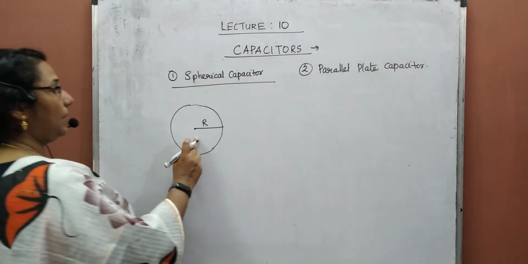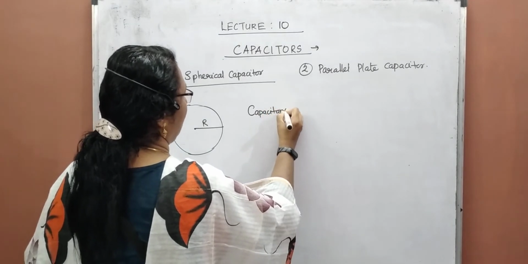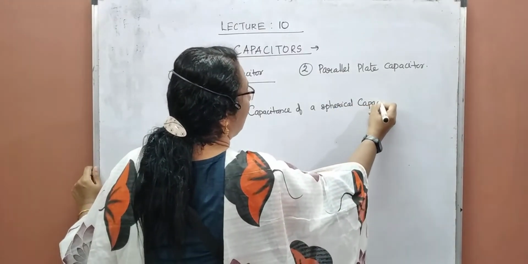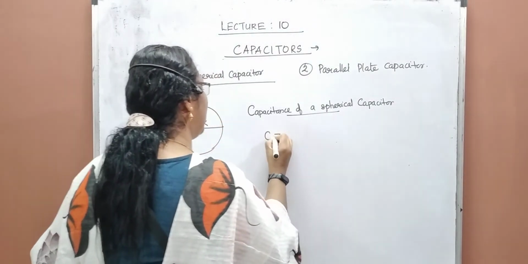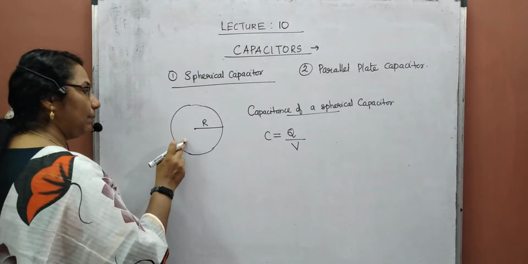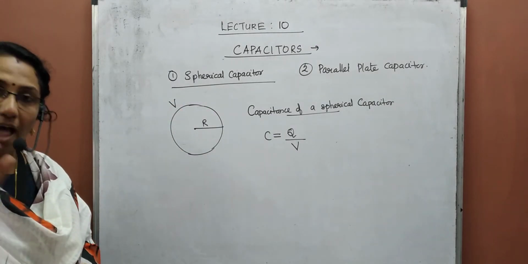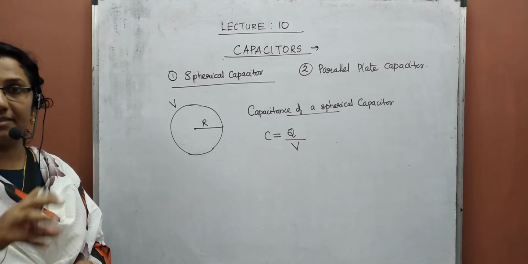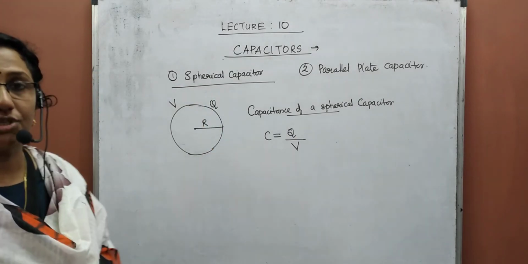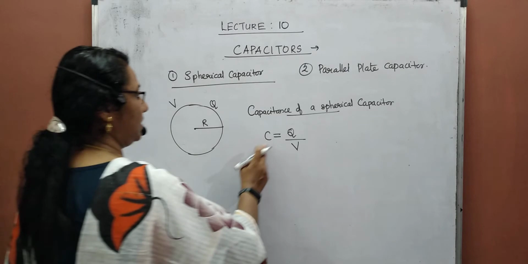Now we want the capacitance of this spherical capacitor. For any capacitor, the capacitance has the basic equation C is equal to Q by V. In order to find the capacitance of this spherical capacitor, we have to first provide some potential difference. When we provide some potential difference V to this spherical capacitor, suppose it stores a charge Q. So, our capacitance is Q by V.